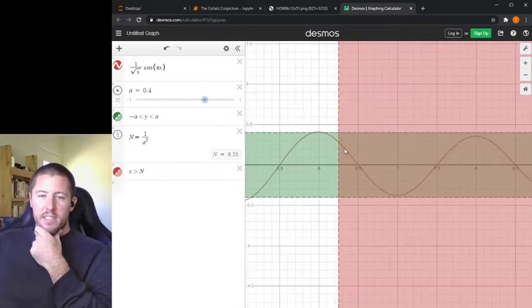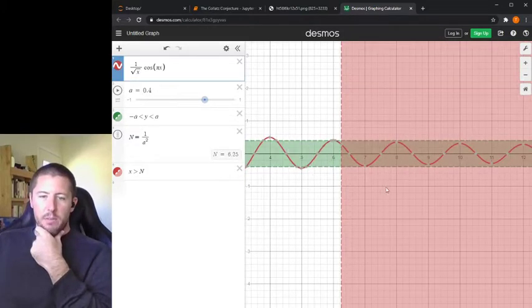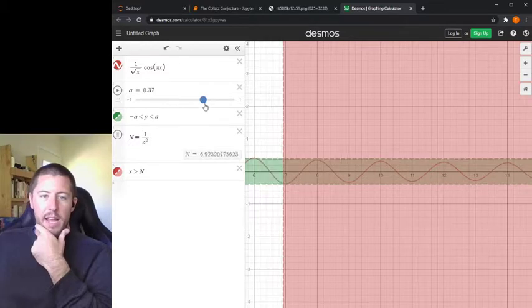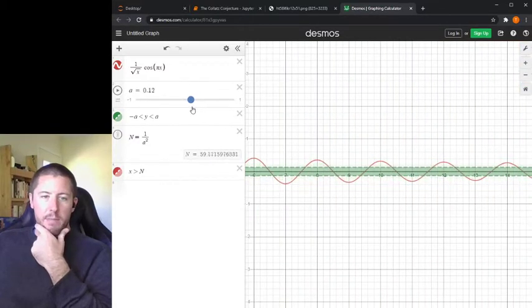And so this is kind of a nice thing, that we can zoom out, we can zoom out some more. I can let my margin of error get really, really small.